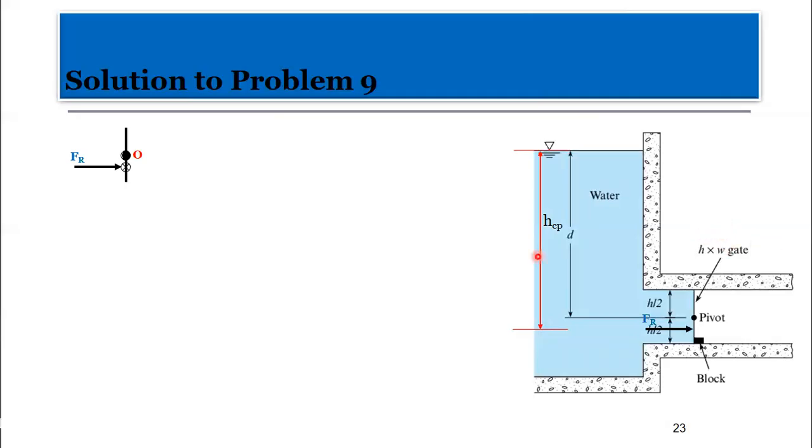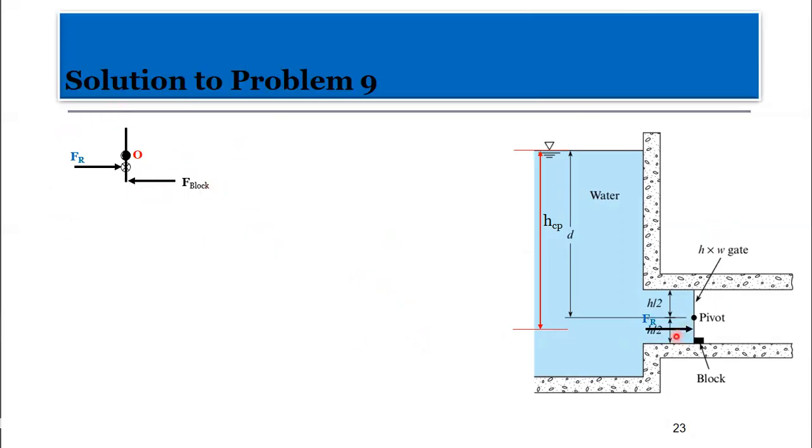Right? Good. Now, the block itself will exert an equivalent amount of force on the gate. So if we're able to determine that, this is what I mean. The force by the block will be acting this way. So basically, this is the free body diagram.